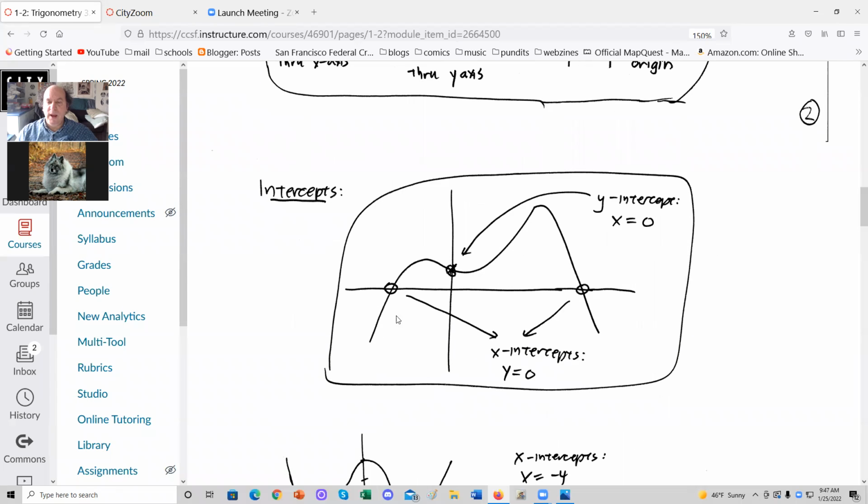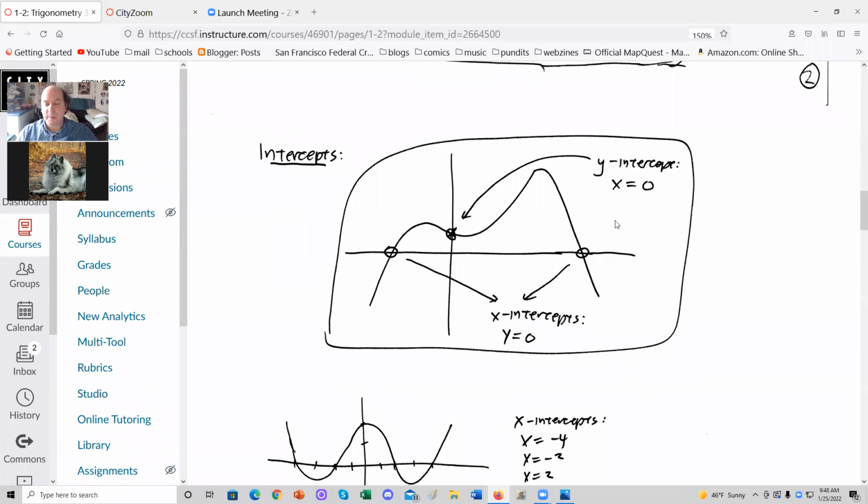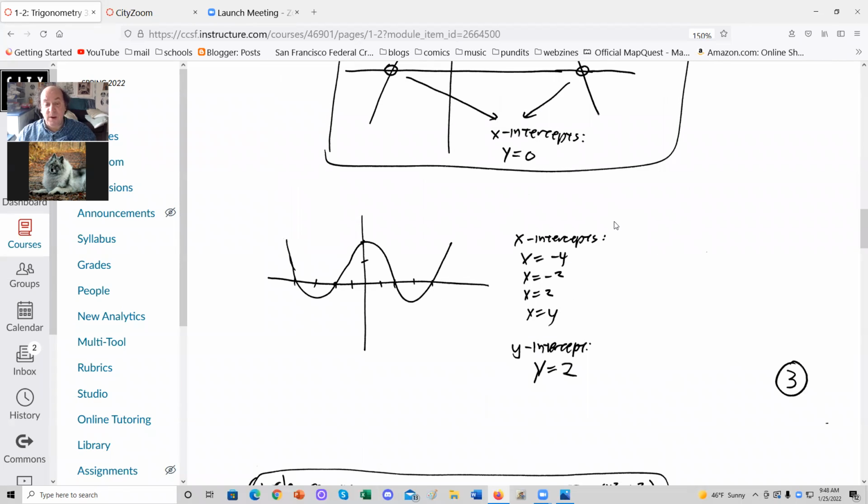All right. In general, a graph may have intercepts where it meets the x-axis. These are called x-intercepts. They are where y equals 0 when you solve for x. Where it meets the y-axis is the y-intercept. Set x equal to 0 and solve for y. So for example, here's a graph. It has x-intercepts at negative 4, negative 2, 2, and 4. It has a y-intercept at y equals 2.